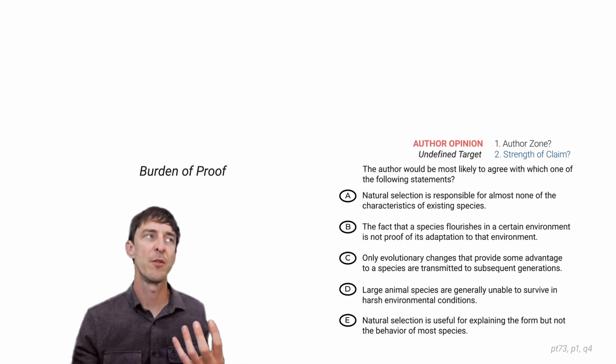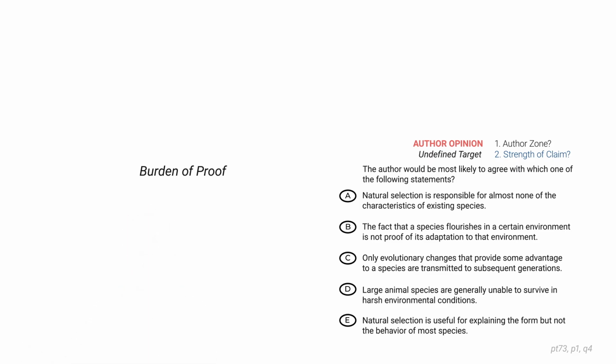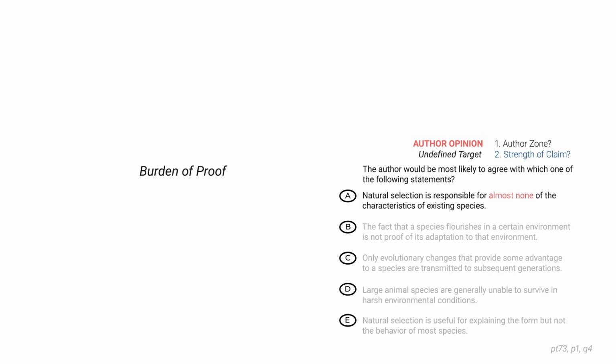You're asking yourself, what's the burden of proof to try to prove one of these answers? When it comes to choice A, it's saying natural selection is responsible for almost none of existing species characteristics. So you would have to look at every characteristic of every species and decide that at least 90% of them have nothing to do with natural selection.